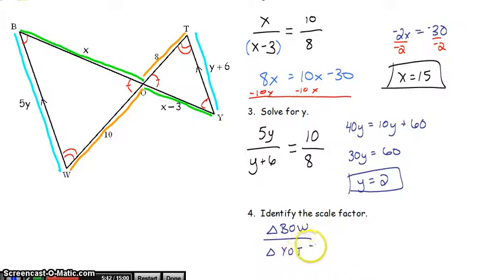Now we just find the actual proportional sides. You can use your x, substitute in, you can use your y and substitute in, but the quickest way is, if you already have a proportion or a ratio that's all numbers, we can just use that. 10 is in my triangle BOW, 8 is in my triangle YOT, 10 and 8 are corresponding sides, so my ratio is 10 over 8. I simplify that. 2 goes into 10 5 times, 2 goes into 8 4 times, and my scale factor is 5 to 4.